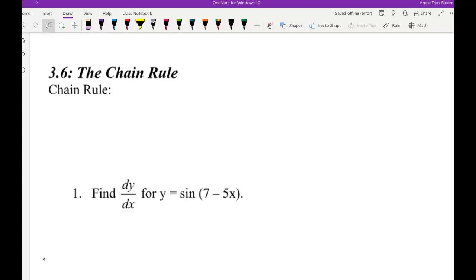But here is the start of the chain rule. So 3.6 says the chain rule. Let's start with the rule itself. We are going to do the derivative.